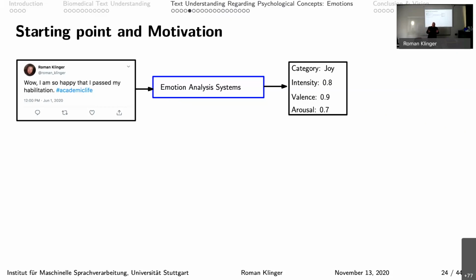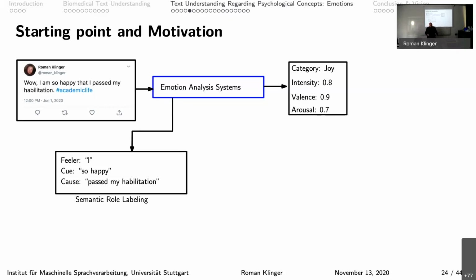And that's, in emotional analysis, a different task. So that's the task of semantic role labeling of emotion concepts, I would say. And here, the task could, for instance, be that we extract from the text above that the emotion is felt by somebody who's referenced with the word I. There's the word sequence "so happy," which helps me to understand which emotion is expressed. And there's also a stimulus, a cause, past my habilitation mentioned here.